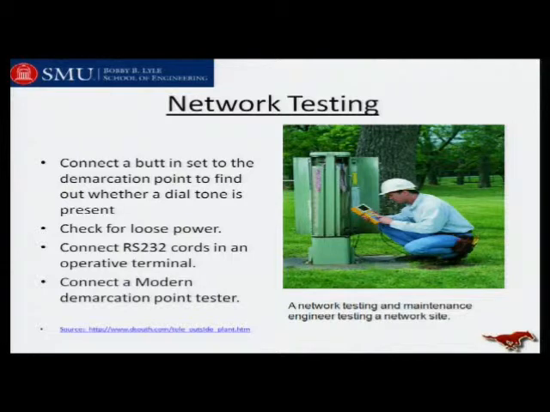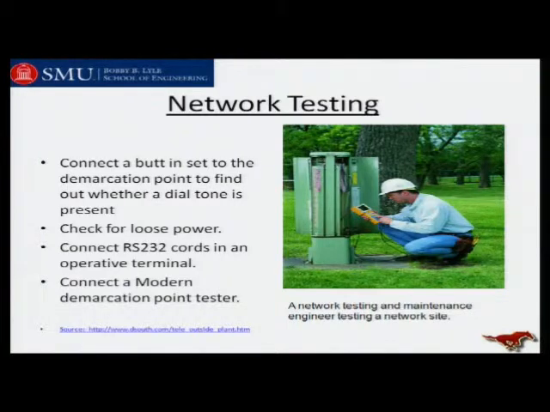Now let's discuss something about network testing. So you can see over here a network testing and maintenance engineer testing a network site. Actually, there are a lot of ways of testing a network, but I've discussed 4 of them. The first one is to connect a butt set to the demarcation point to find out whether a dial tone is present or not. So if a dial tone is present, you can know that the network is fine. But if there's something wrong with the dial tone, or if you're not getting a dial tone, that means there's something wrong in the network, or the network has failed.